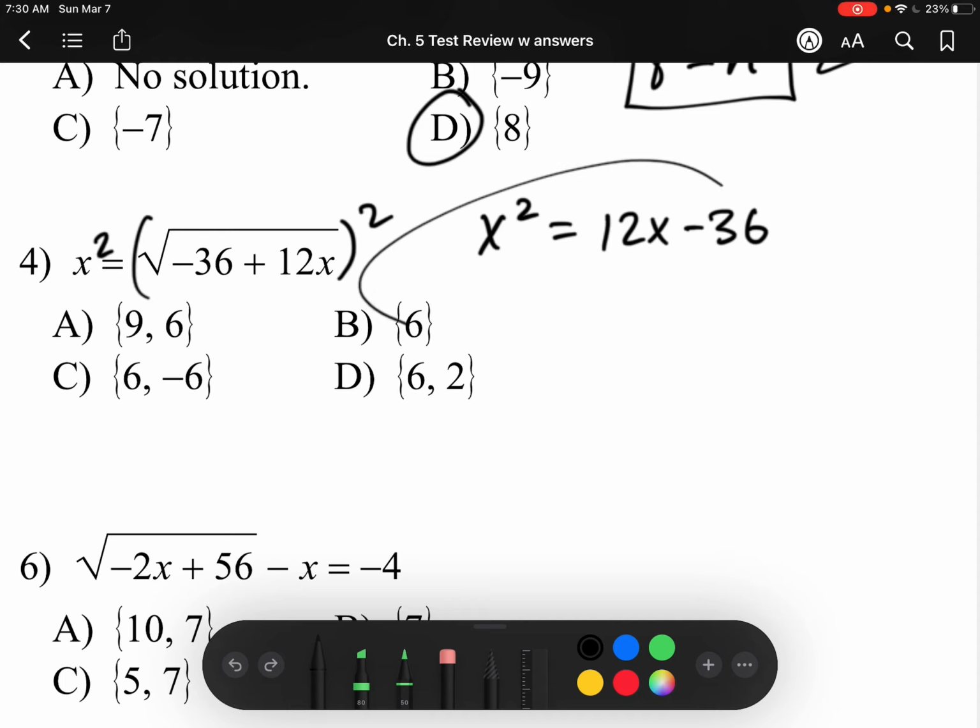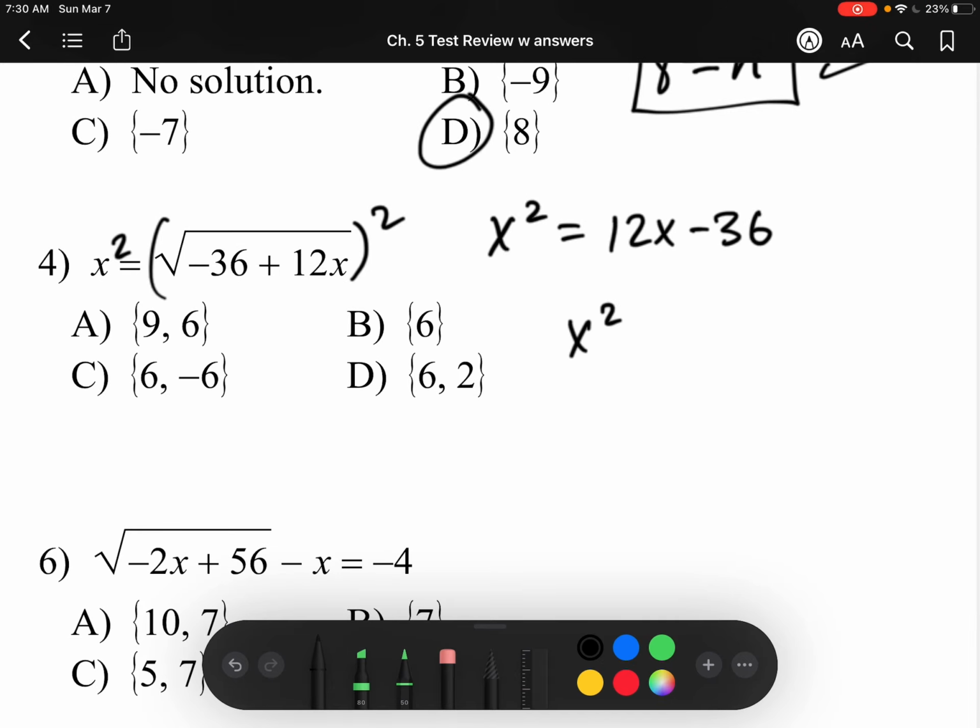So to make this whole thing equal to 0, I have to move this x squared to the left side, or if I want to keep my variable positive, I'm going to move this stuff to this side, right? Because I always want to keep my leading coefficient positive. So I'm going to move everything to the left side. So x squared stays on this side. I'm going to subtract 12x from both sides, right? And then I'm going to add 36 to both sides. So then I get x squared minus 12x plus 36 is equal to 0.